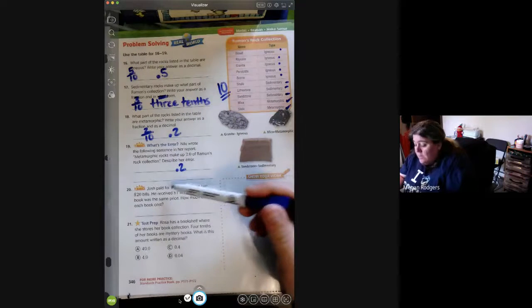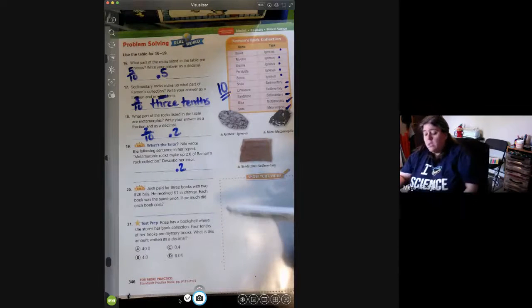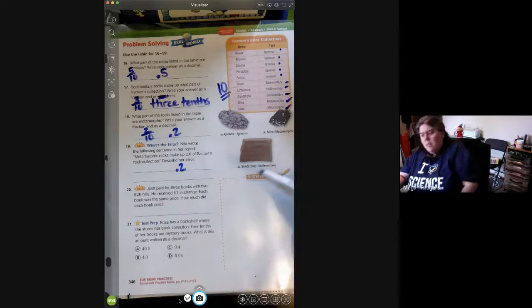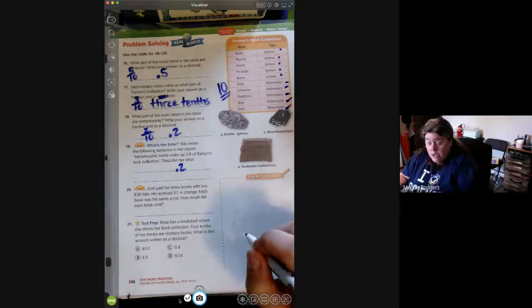All right, Josh paid for 3 books with 2 $20 bills. He received $1 in change. Each book was the same price. How much did each book cost? All of a sudden, I don't feel like this has to do with fractions anymore. This is just some straight calculations.